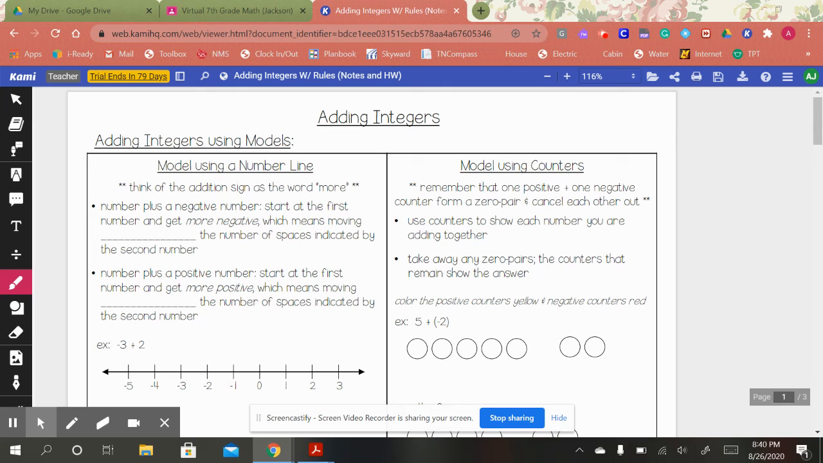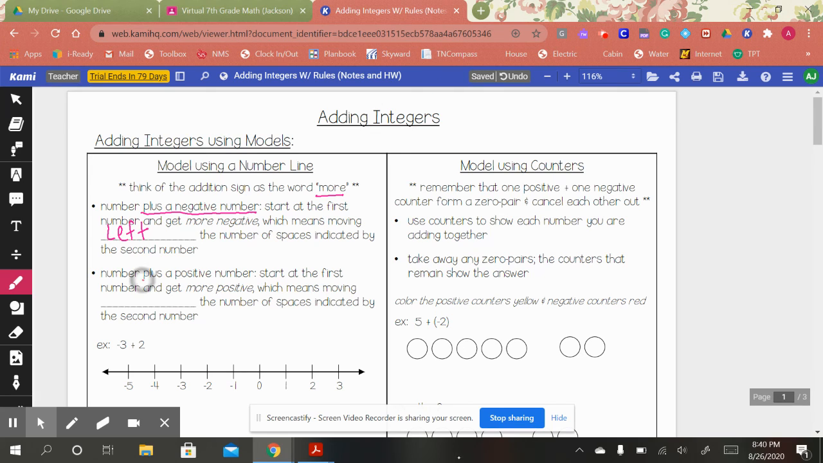Adding integers using models is what we're going to work on first. We're just reviewing what we worked on yesterday with the number lines. We want to think of the addition sign as the word more. A number plus a negative number. So when you are adding a negative number, start at the first number, you're going to get more negative, which means that you are moving left on the number line.